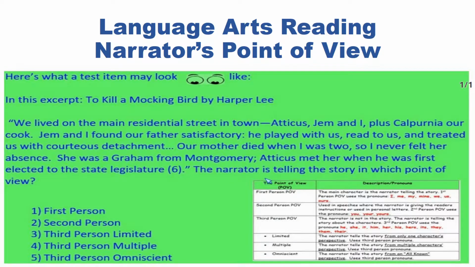The narrator is telling the story in which point of view? And here you have your 5 options. You have option 1, first person, 2, second person, 3, third person limited, 4, third person multiple, and then 5, third person omniscient.